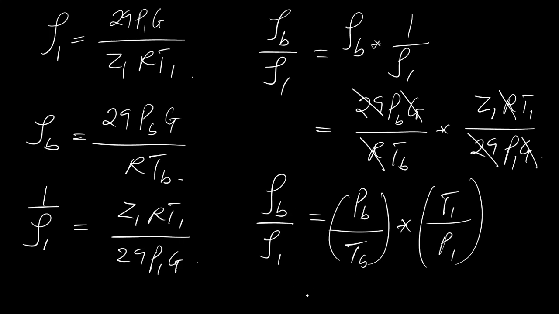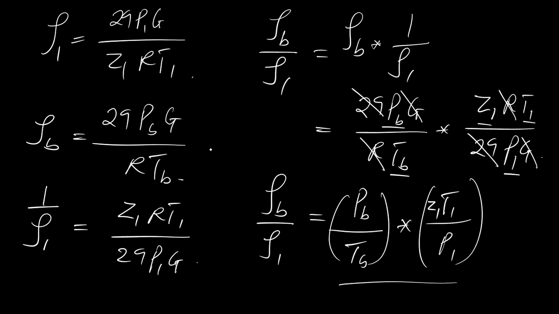So now this is what we get, times Z1. Z1 is still there. These are the things that are still remaining. Make sure we pick them. So we have Z1 T1 divided by P1. So now we have this to be equal to this.